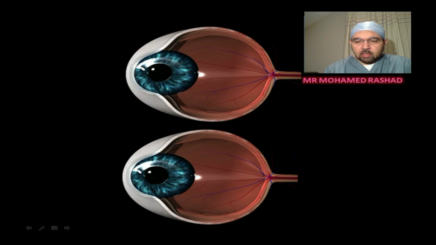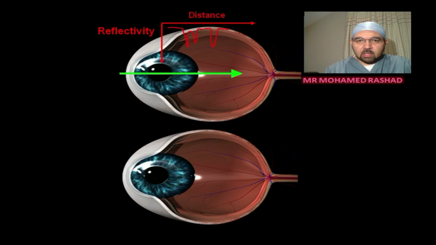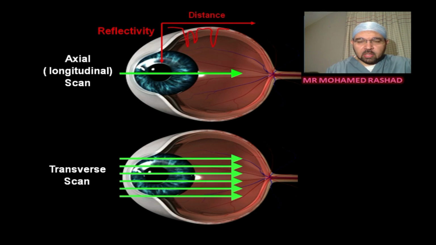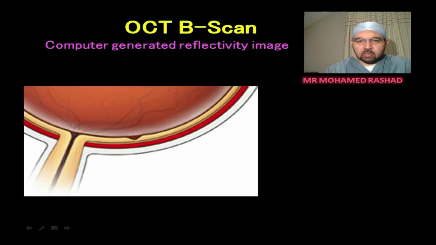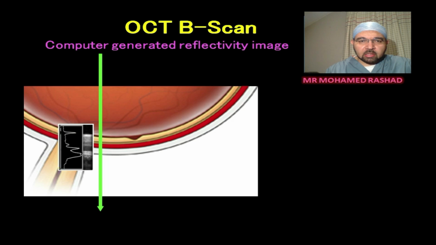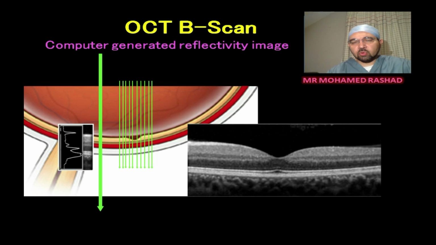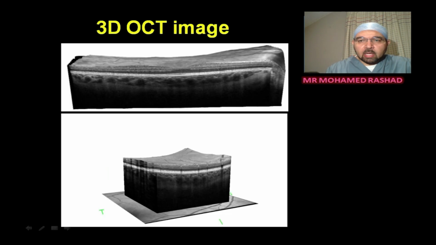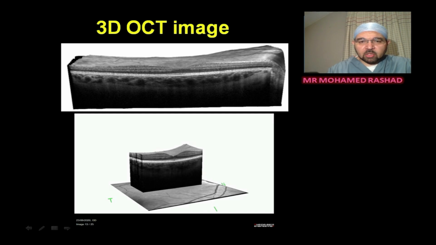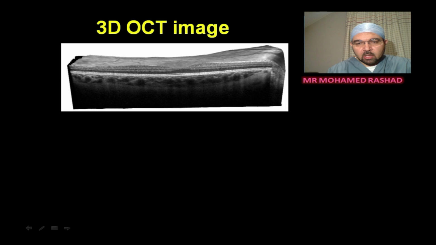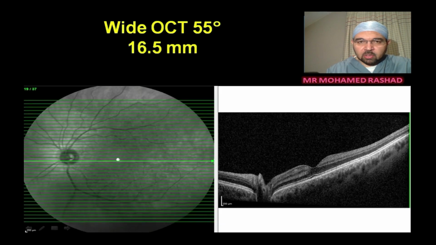So first, this light that goes inside the eye, we can analyze the reflectivity of it, and then we can determine the distances, and then we can have more than one A scan to get the transverse scan, and then the B scan and the different reflectivity. So after you do thousands of A scans, the computer can generate an image which gives us the reflectivity of the retinal layers, which we call the B scan, and this can diagnose a lot of diseases. You can obtain a three-dimensional image as well, and this can help in diagnosis of different diseases.